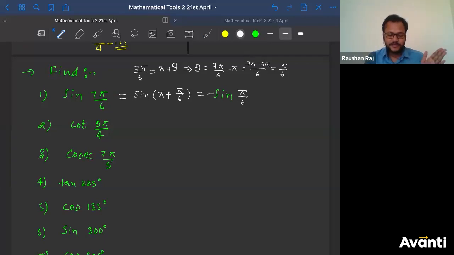So negative sine pi by 6 is the answer here. And what is sine pi by 6, guys? Write the answer here. What is the value of sine pi by 6? Yes, pi by 6 is 30 degrees. Sine 30 is 1 by 2. So the correct answer for this is what? Minus 1 by 2. Yeah, a few of you have written that answer, minus 0.5.